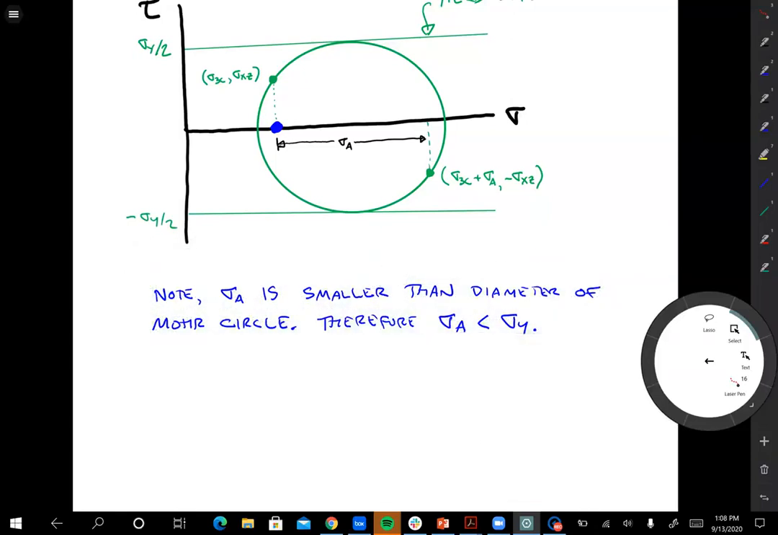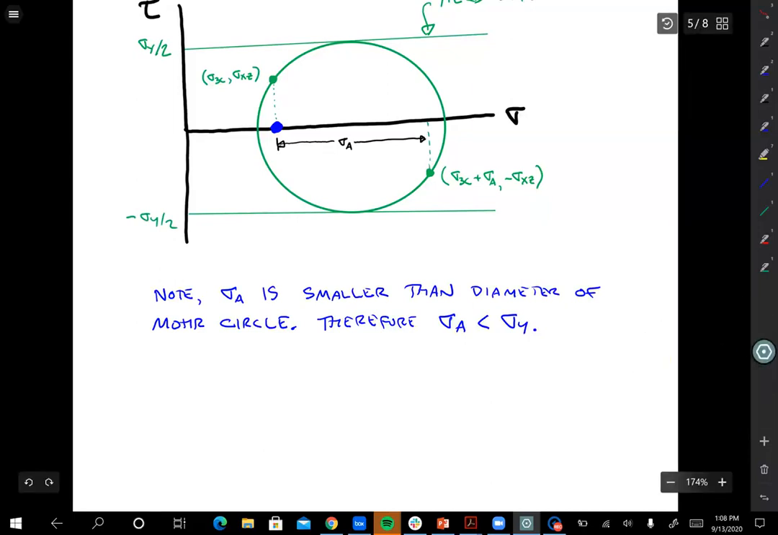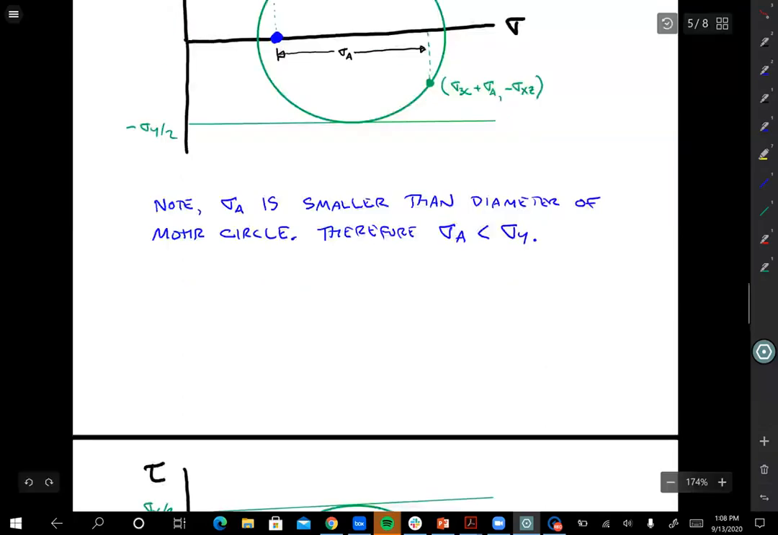Therefore, sigma A is less than sigma Y. So you can't think of uniaxial capacity as being fundamentally a material property, right? You have to think of it as defining a yield surface that is fixed for the material, but then any other loading condition can also cause that yield to happen.